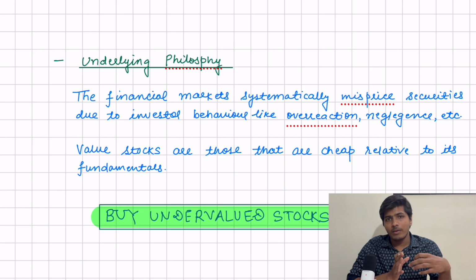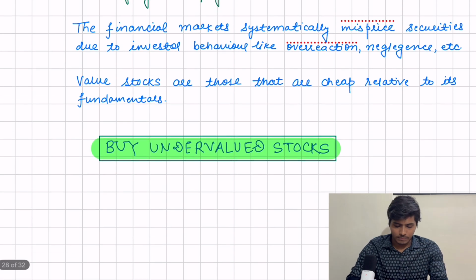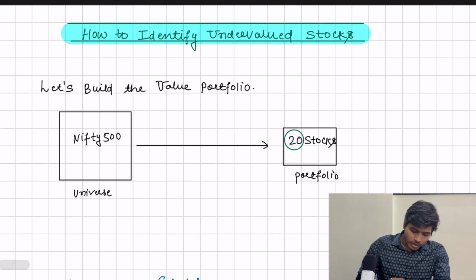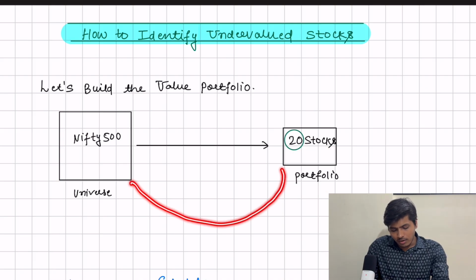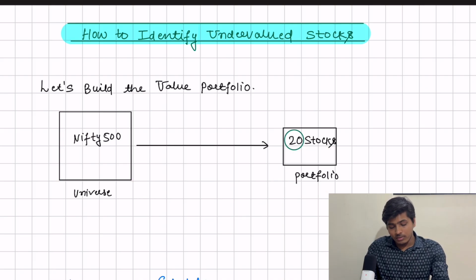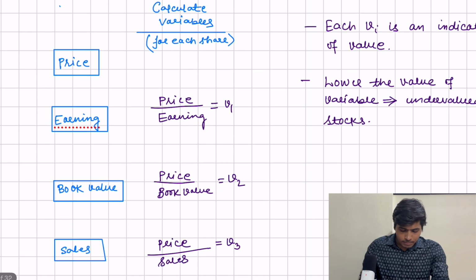Now let's see how we can choose undervalued stocks from a range of stocks in our universe. Consider we have a universe of 500 stocks, the Nifty 500, and we are interested in building a portfolio of 20 stocks. The style of investing should be value, meaning each and every stock that we select should be a value stock. Value can be quantified by any one of these three factors: one is price to earnings, another is price to book, and the third is price to sales.